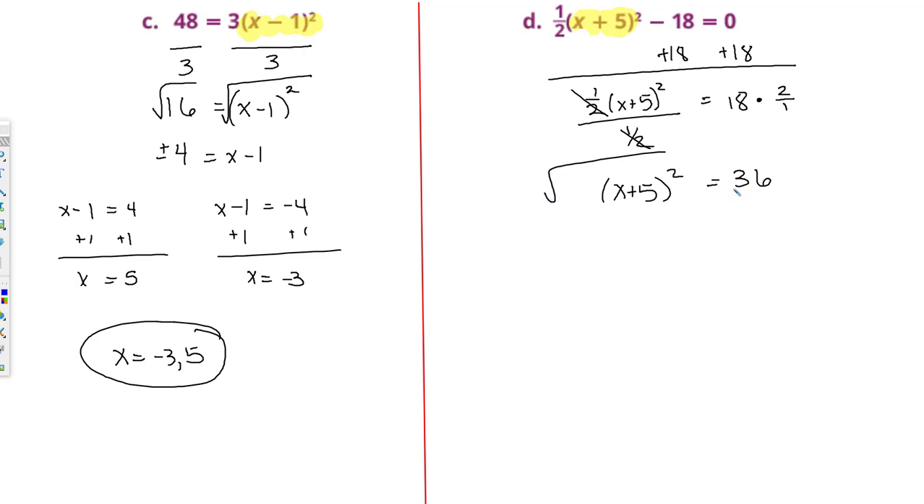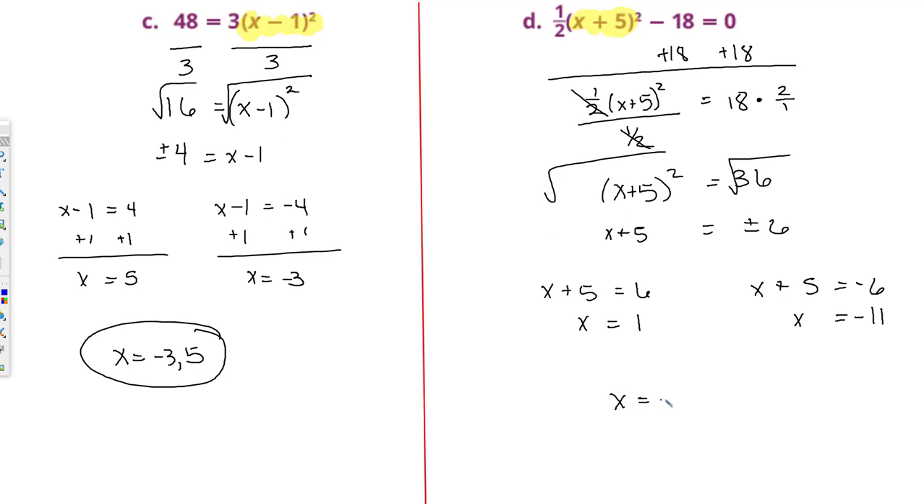So when I take the square root of both sides, what number times itself is 36? Positive and negative 6. X plus 5 is equal to positive 6. X plus 5 is equal to negative 6. X is equal to 1. And x is equal to negative 11. And so these problems were pretty much just isolating that square term, taking that square root, and then continuing to solve if I need to.